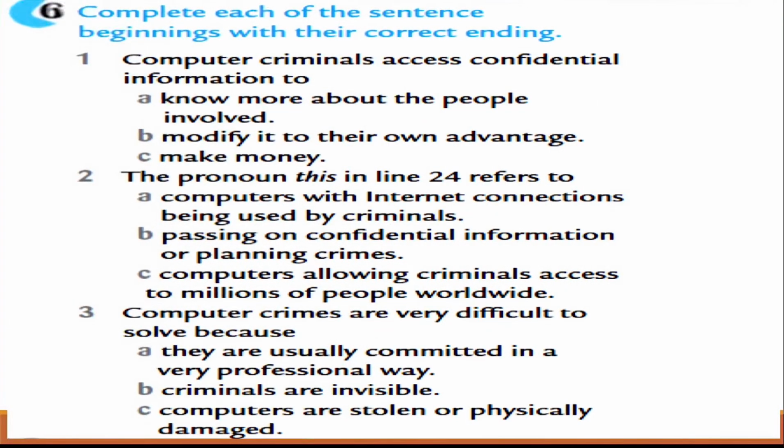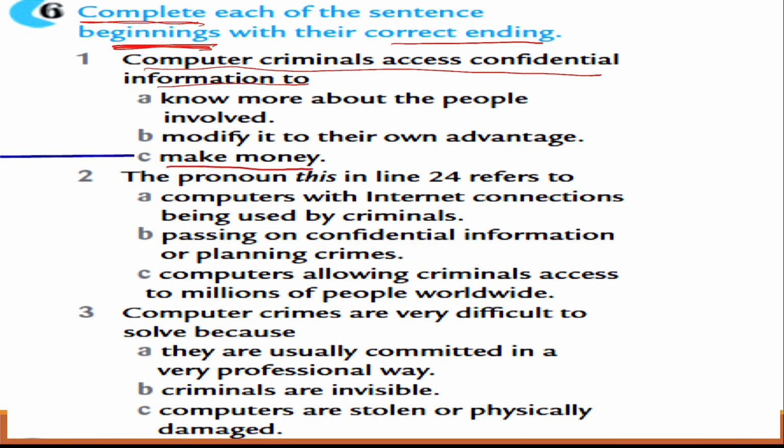All right, exercise 6 says complete. Again, here we complete, but we have what? The sentence beginnings, remember, with their correct ending. So I have a beginning here, and I need to choose A or B or C to finish the sentence. The first one says computer criminals access confidential information to do what? To know more about the people involved, or to modify your confidential information to their own advantage, or to make money. Very good, to make money. Okay, so they sell it to make money.